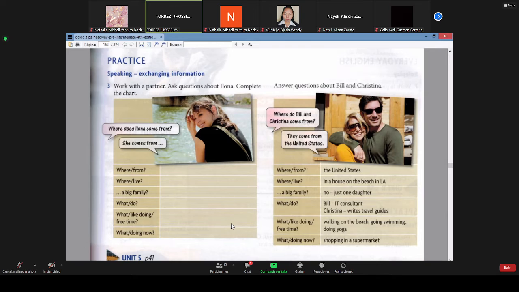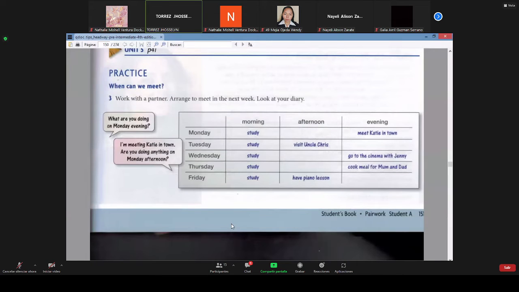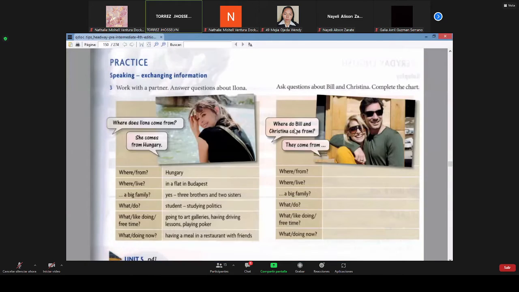It's okay, students, so let's start with the first group. Group A, you have to ask and find the information about Bill and Christina, right? Here you have this chart where you have to write your answers, okay? Please, you have 3 minutes, because the only thing that you have to do is write your questions on the virtual board. And the same for group B.